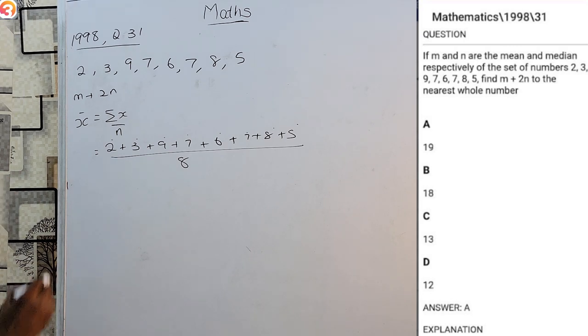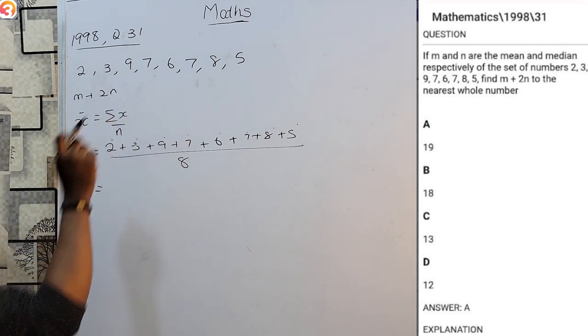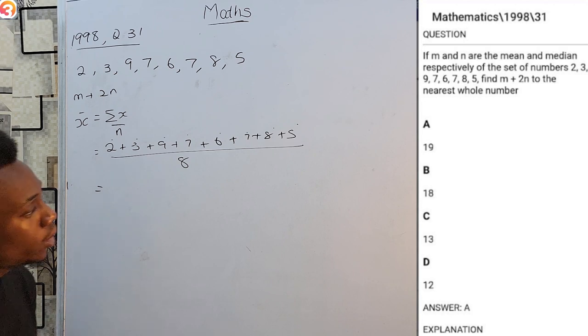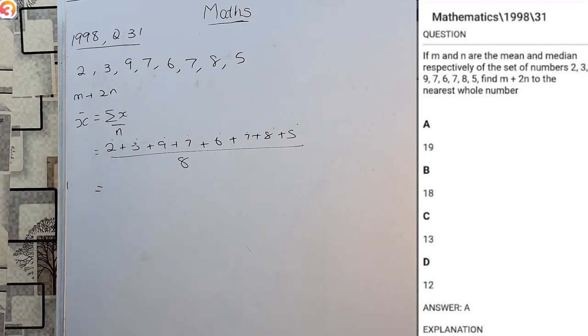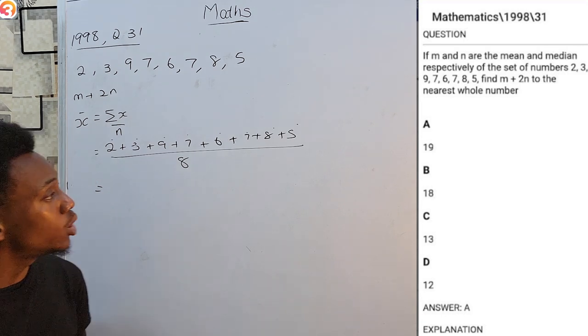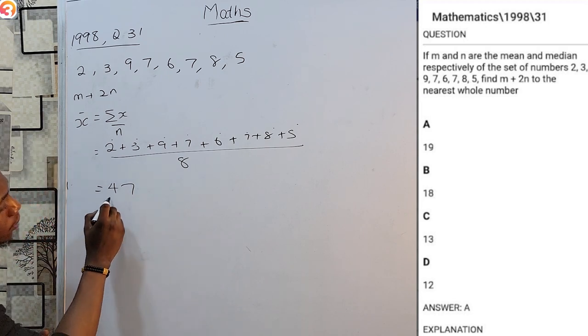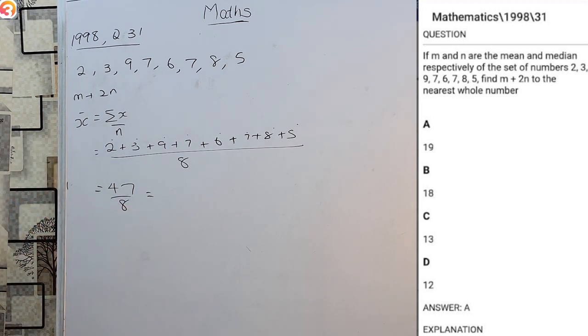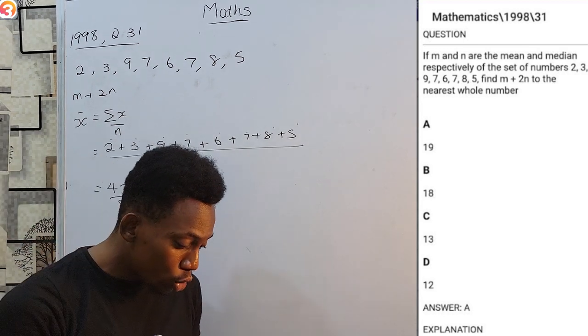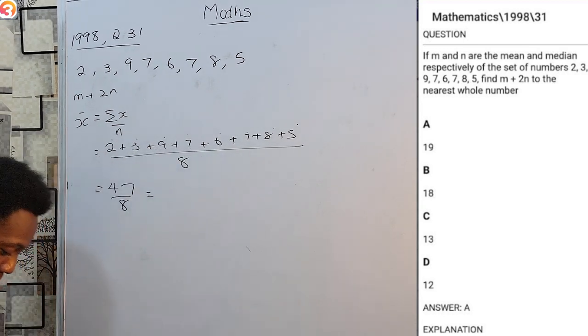See, it's that simple. 2 plus 3 is 5, plus 9 is 14, plus 7 is 21, plus 6 is 27. Plus 7 is 34, plus 8 is 42, plus 5 is 47. And that's 47 over 8. And okay, let's just use our calculator over here. But before I even do that, you should also notice that the question specifies the nearest whole number, which means that I don't actually have to put my answer in decimal places.